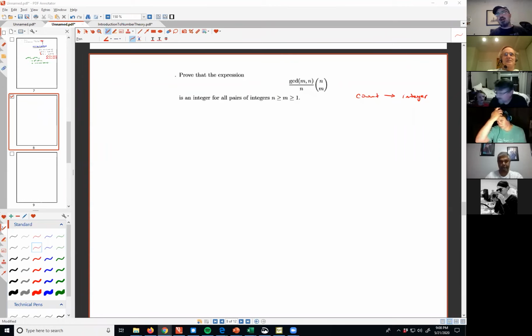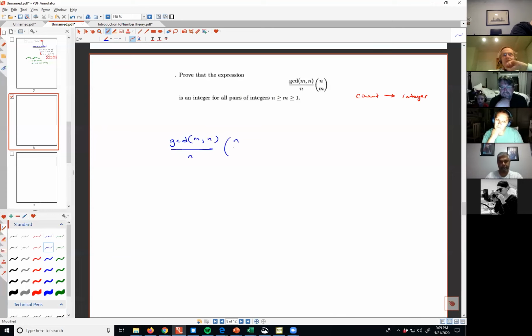And again, if our eyes are drawn to what's interesting and ugly at the same time about this expression, we should be drawn to the GCD and possibly be asking, what's something that we can do with this? And what can we do with it? Anybody want to throw in a suggestion here?